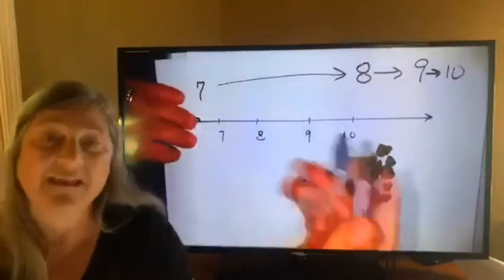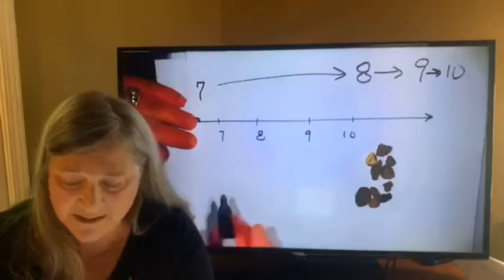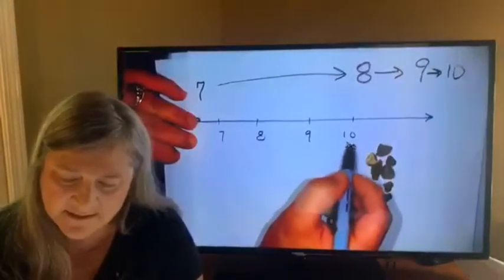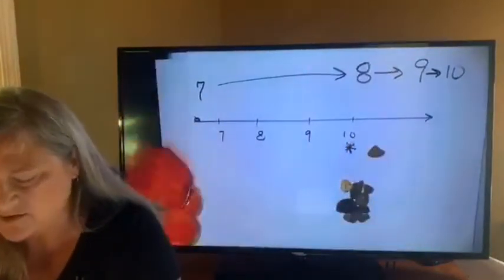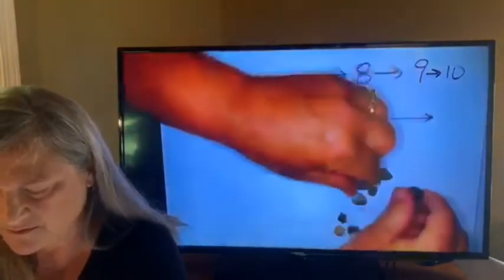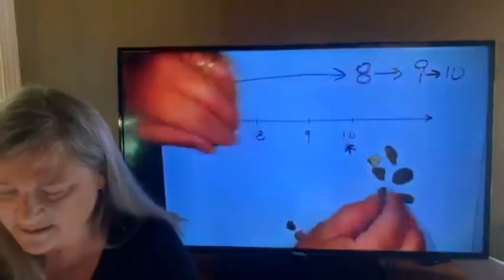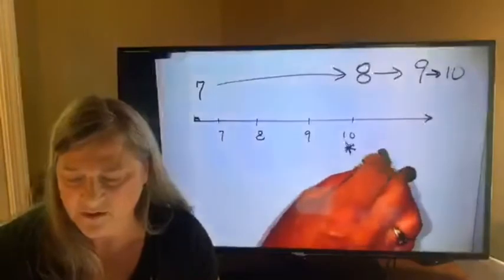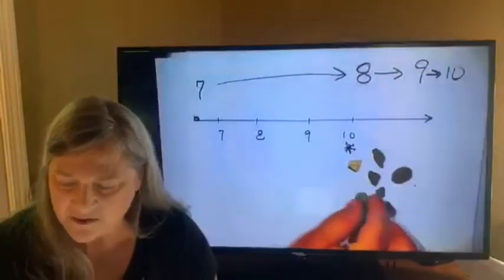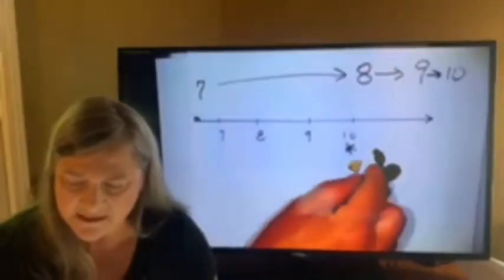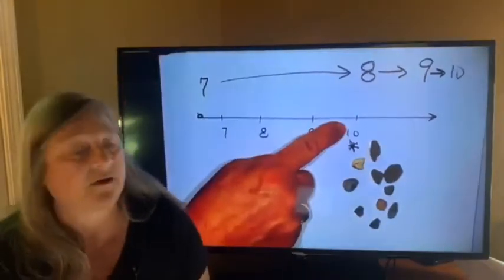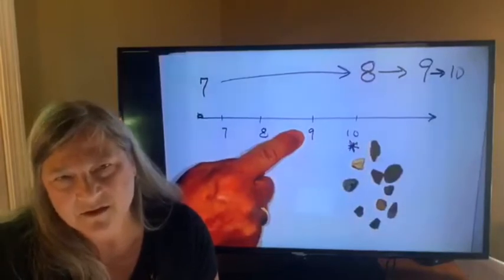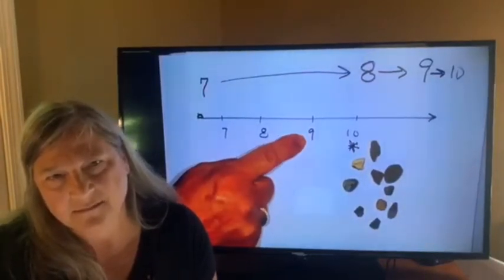And so then eventually, I'm doing this very quickly, but eventually we want them to understand that if they see this number 10 and they have 10 stones, so 1, 2, 3, 4, 5, 6, 7, 8, 9, 10, that's 10 stones. So we know this about this. And we also want them to know that if there's 10 stones in this number on the number line, will there be more or less stones if we have 9?